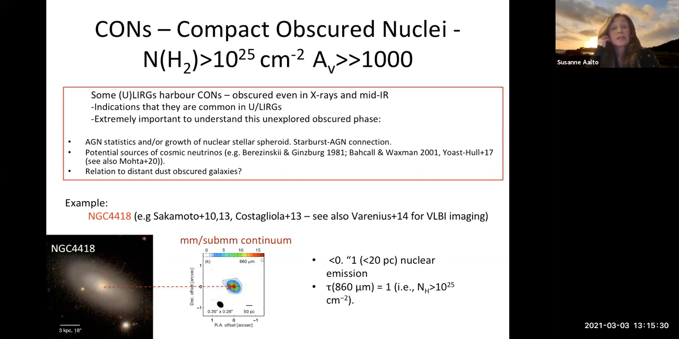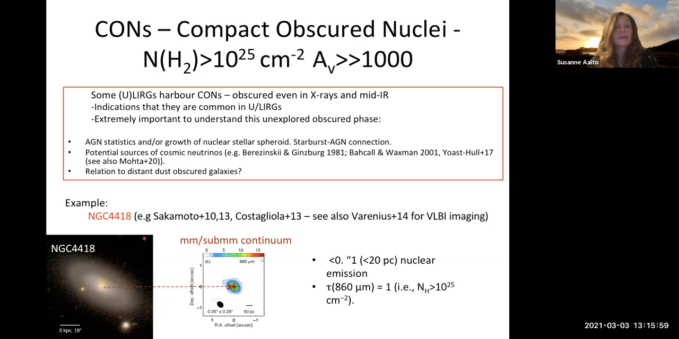As we shall see shortly, we have indications that they're quite common in ULIRGs, and they're an extremely important piece of the puzzle to understand this unexplored obscured phase. We need to understand them in order to fully map out the AGN statistics and the statistics of hidden growing supermassive black holes and how they relate to the growth of the nuclear stellar spheroid.